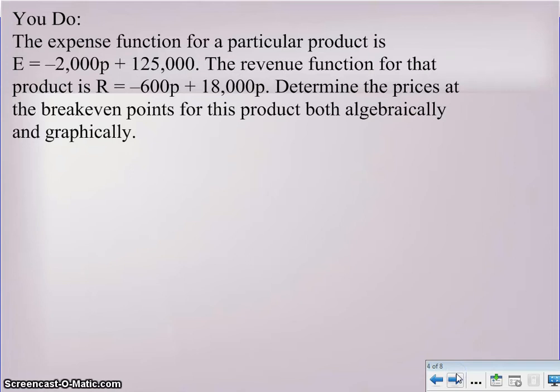So now I want you to have the opportunity to practice this from start to finish at least once. So please press pause. Go ahead and solve these. See if you can get the break-even points, and then we'll come back and do it together.